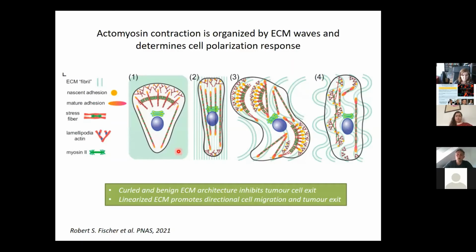So when the cells move along linearized collagen or on a 2D surface, you have polymerization of actin filaments in the cells, which nicely migrate and polarize at the leading edge, while cells moving and touching along curled, bent structures suddenly polymerize actin in different directions, thereby disrupting the migration and the directionality of the migration. So they proposed, in a very nice paper, that curled and bent ECM architecture inhibits tumor cell exit from the tumor, while the linearized obviously promotes directional migration and tumor exit through regulation of focal adhesion, integrin signaling, and actomyosin contraction.